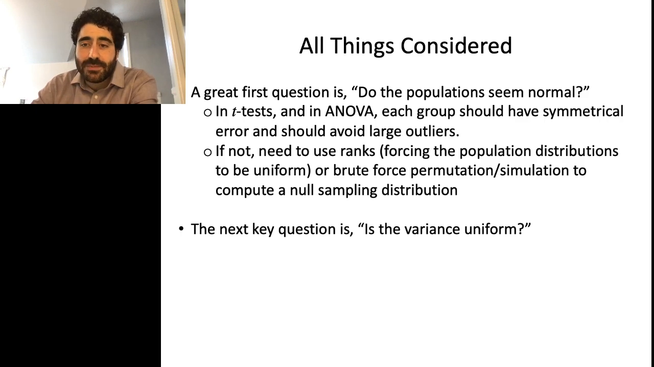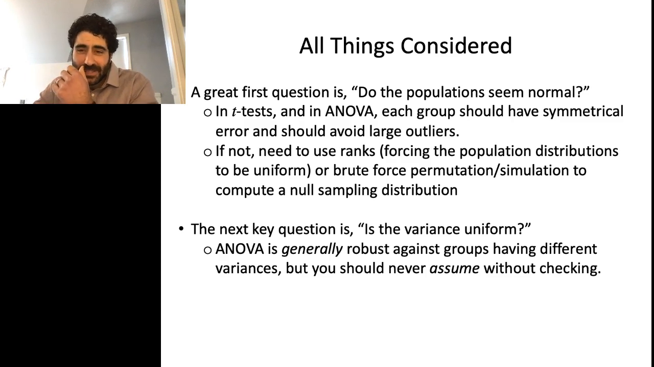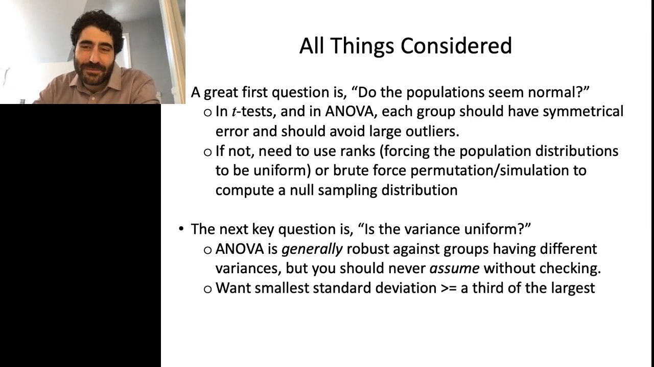Another thing we need to check is whether the variance in these groups is uniform. Again, this is a question about whether the population variance is the same, which we can't know from looking at the data, but we can make a guess. The ANOVA is generally robust against this, so it's usually not a huge deal, although you should definitely check. A rough guideline is that you don't want the variances to differ by more than a factor of 3 across any of the groups.